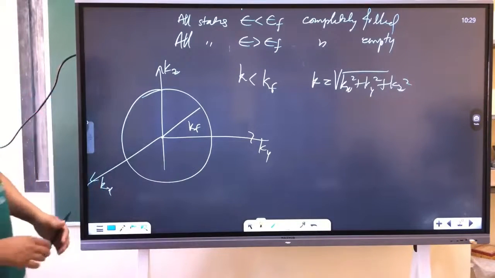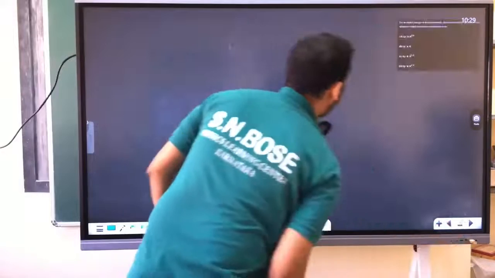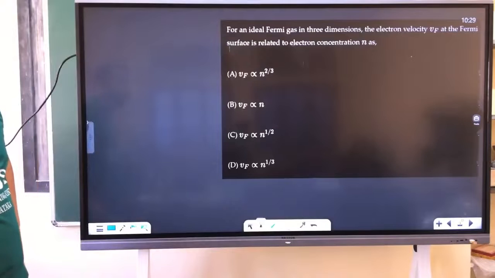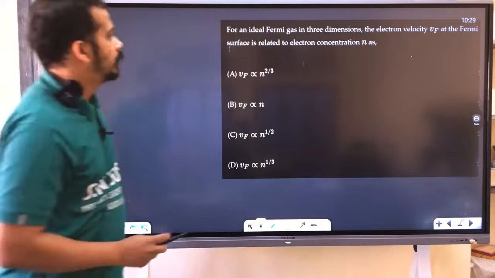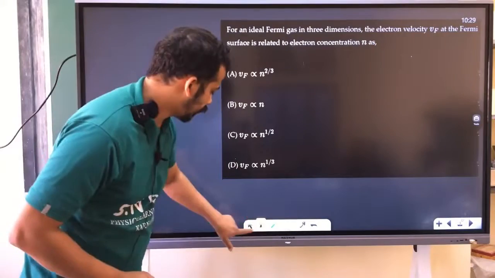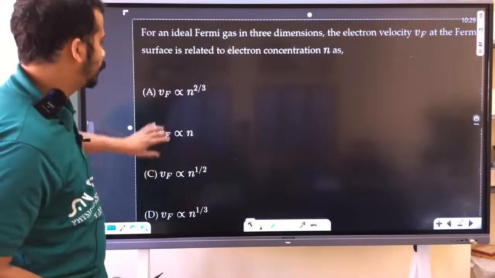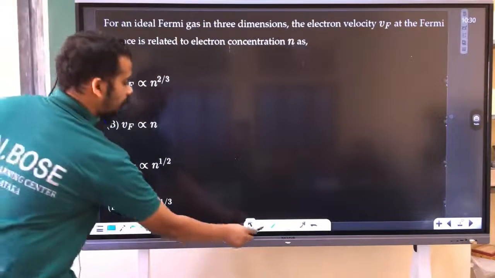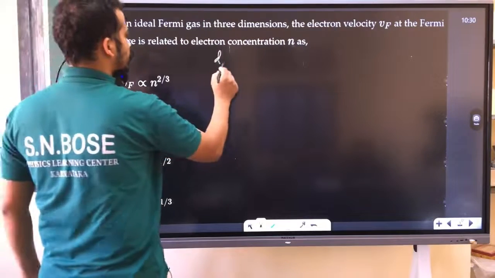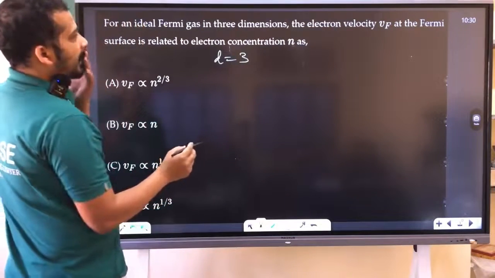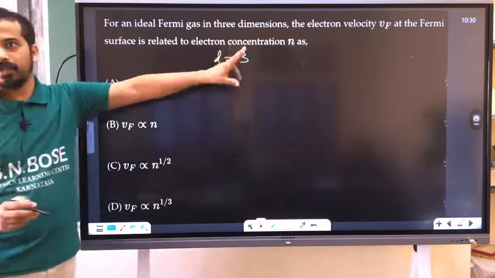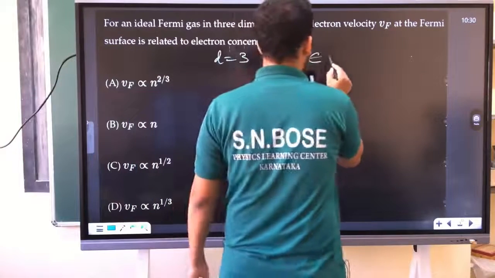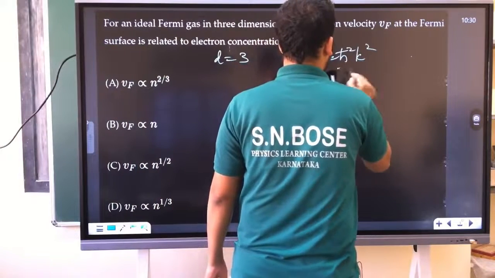Shall I move on? So that question should be answered without what do you call. For an ideal Fermi gas in 3 dimension, the electron velocity. I'll practice with this problem. For an ideal Fermi gas in 3 dimension, D equal to 3. He didn't talk about relativistic or non-relativistic. You don't overthink. You have to take non-relativistic. E is equal to h bar square k square by 2m.